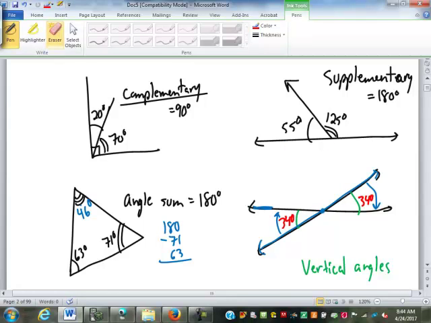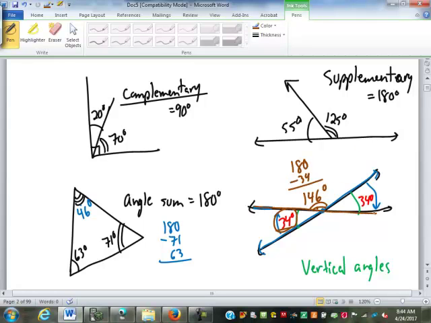Now the other reason those have to be the same is because this blue line here is a line. So that means these two angles have to add up to 180. So this is 180 minus 34, or 146 degrees.